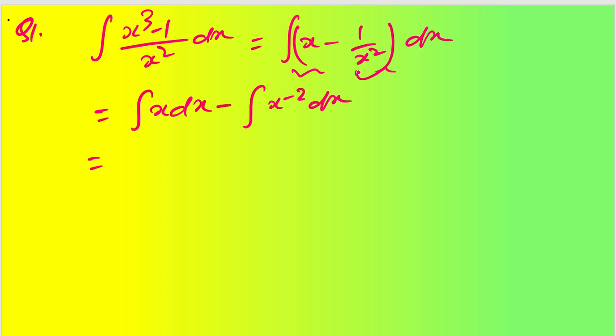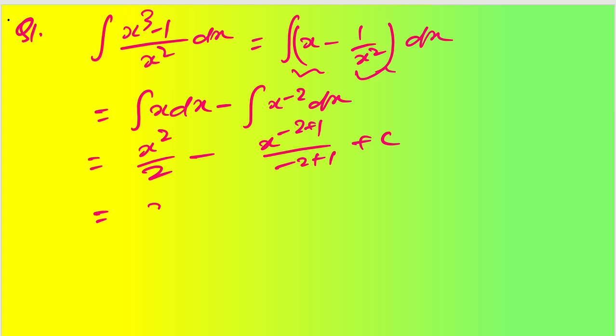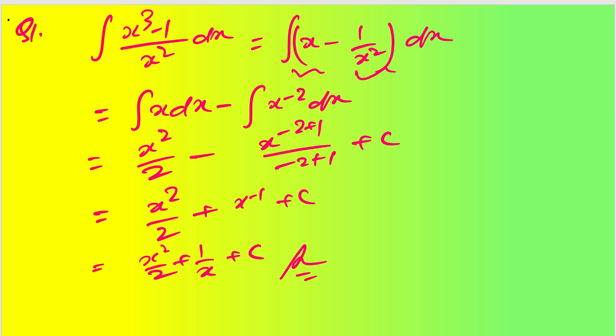Then you already know x dx is x to the power 1 plus 1 by 2, so that will become x square by 2 minus, this will become x to the power minus 2 plus 1 by minus 2 plus 1 plus some constant c. Understood? So it will become x square by 2, and the denominator is minus 2 plus 1, that is minus 1. So minus 1 into minus 1 will become plus. So it will become plus x to the power minus 1 plus c. Or you can write it down as x square by 2 plus 1 by x plus c. So this will be your answer.